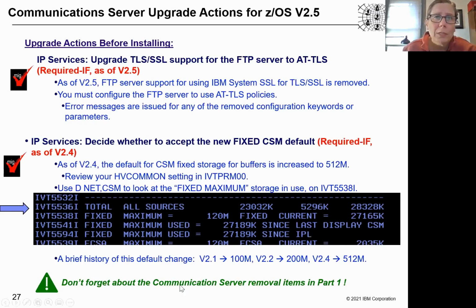And don't forget, there were a lot of smaller communication server removal items in part 1. I know I glossed over them rather quickly yesterday, but they have health checks. And so rather than just talk about them, I would just say, go run the health checks, and the health checks will give you definitive answers on each system that you run them on, whether you're using them or not. And that's really the best way to do it and the easiest way to do it.